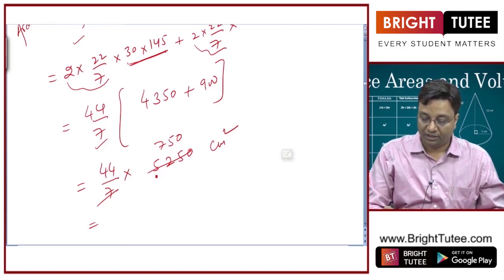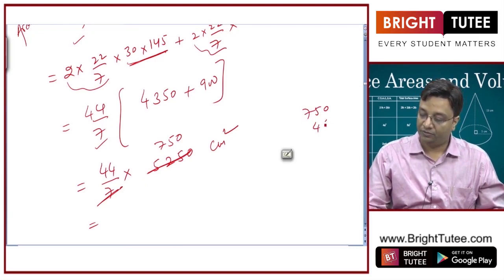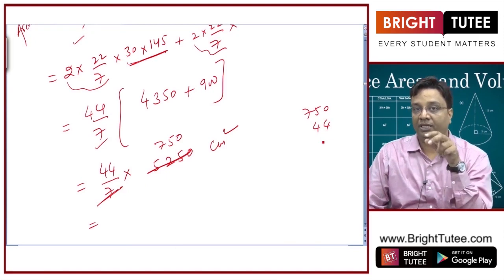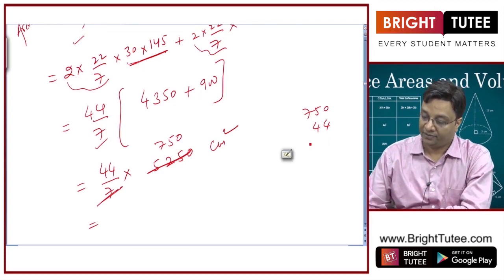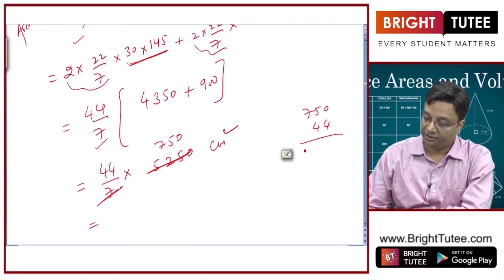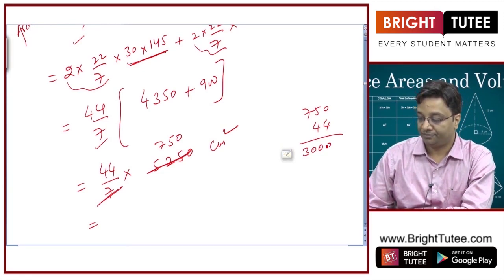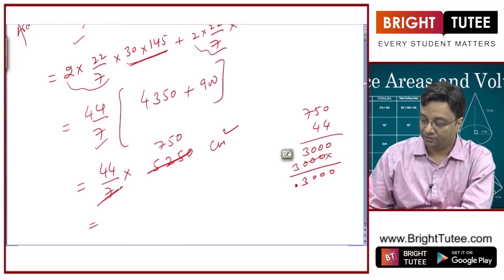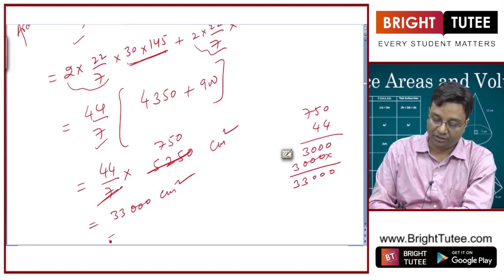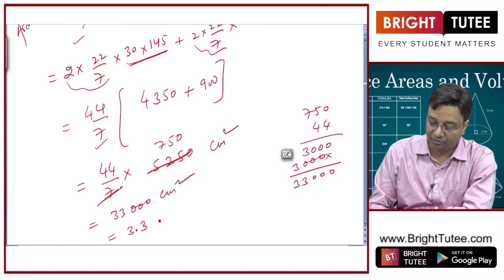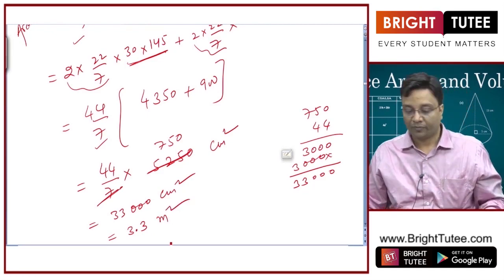This was an easier calculation because it will be completely divisible by 7. So 750 into 44. 750 into 44. 75 double is 150. So its 4 times is 300, right? So this will be 33000 centimeter square, or if you want to convert it into meter square, you will write 3.3 meter square. Okay.